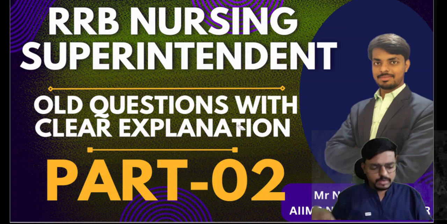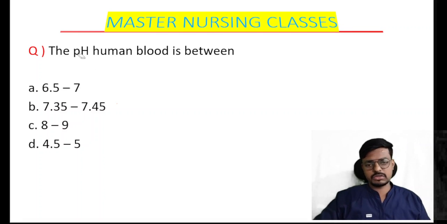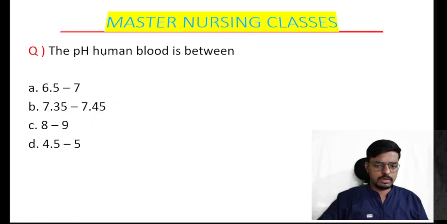It's very simple. First question. Read the question carefully, then give the best answer. What does the question say? The question is very simple: what is the normal pH of the human blood? What is the normal pH of the human blood? A simple question.